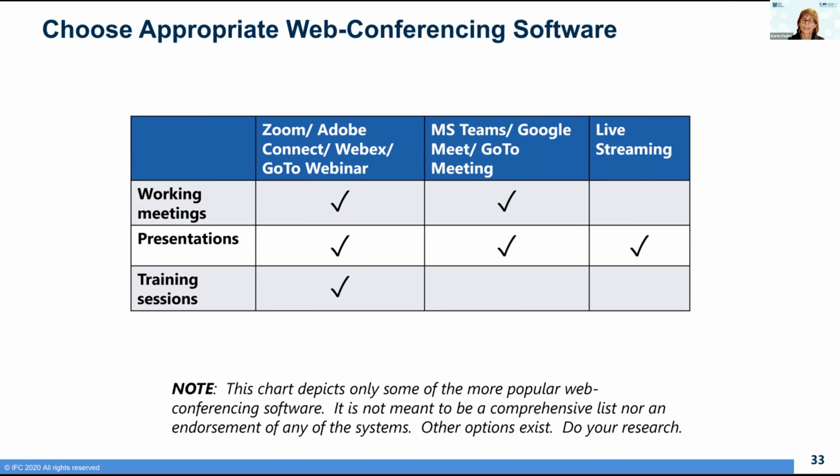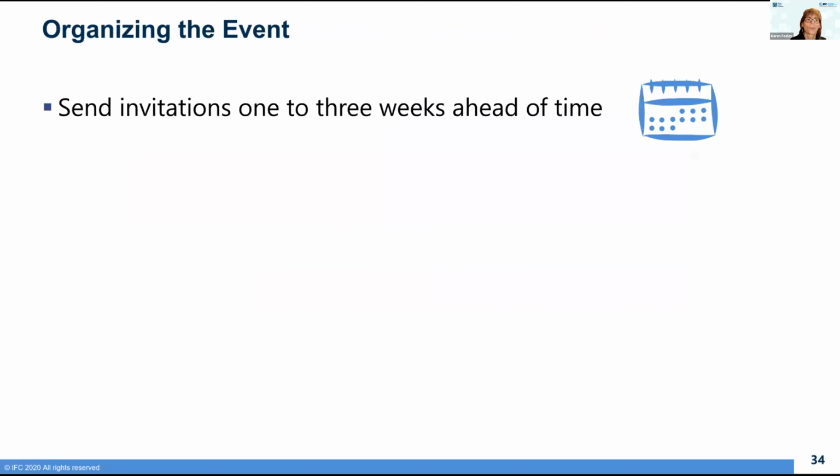Well, once you've identified an appropriate software, you next need to organize the actual event. We recommend you send the invitations 1 to 3 weeks ahead of time because we've noticed that more than 3 weeks, people forget about it, even if it's on their calendar. And if it's less than a week, given how many meetings everybody is having, it's hard to find time.